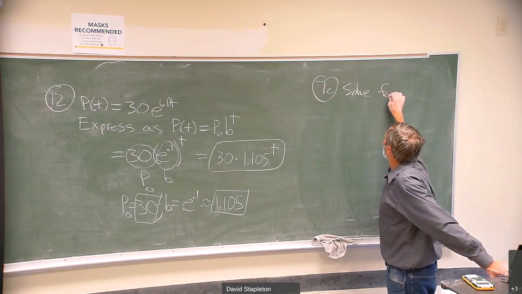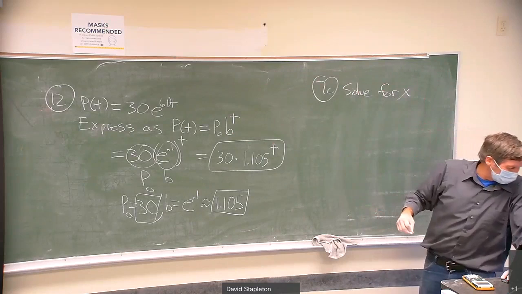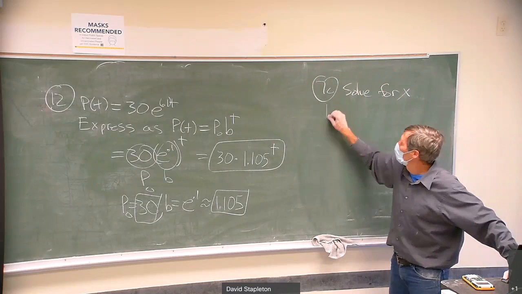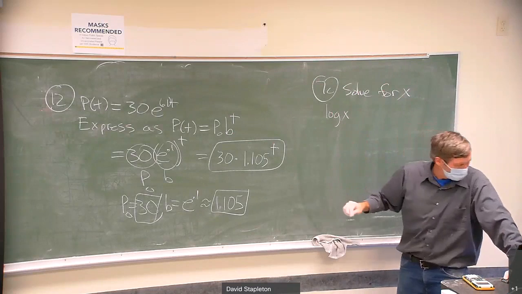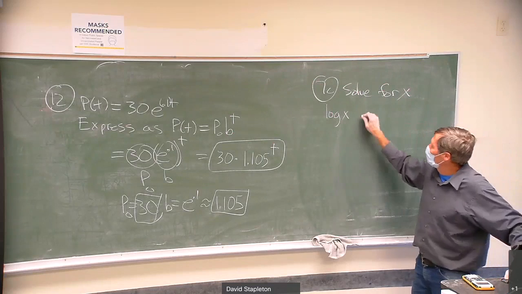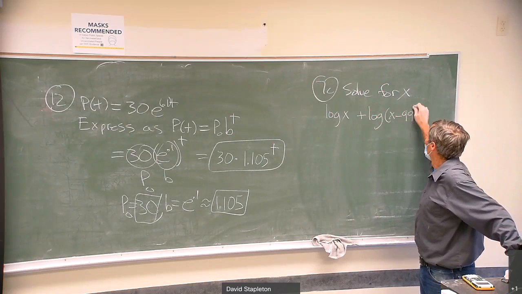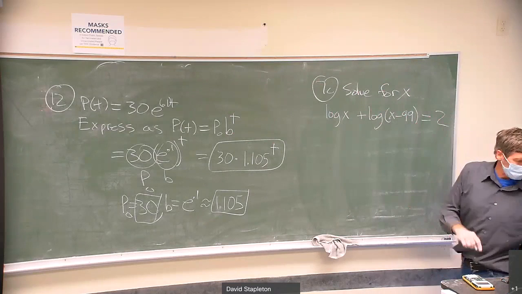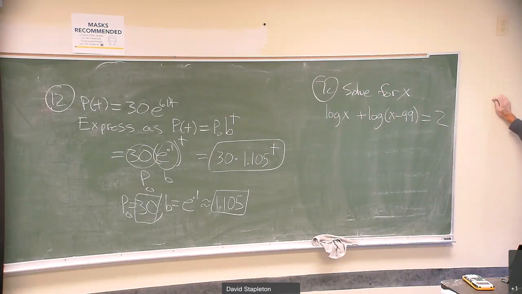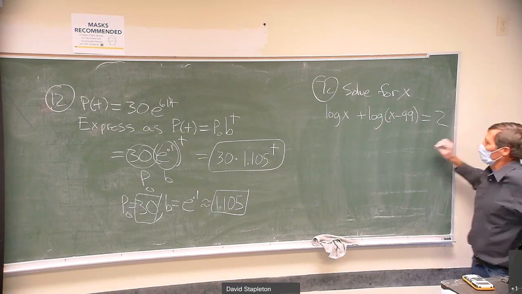Solve for x. I say log x plus log of x minus 99 equals 2. If x is in a logarithm, how in the world am I going to solve it? That's the fun. Use the properties to combine logarithms, right?